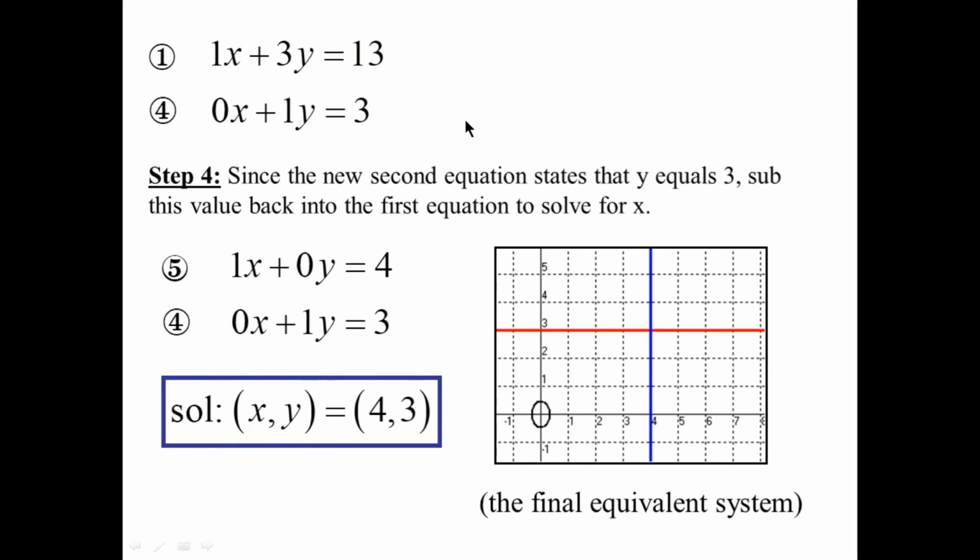So what can you take away from all this? We did operations, we built a 1 in the top left, and we built zeros beneath it. That's how we get started on this.